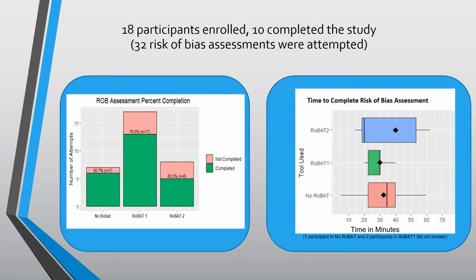Median times to complete the risk of bias assessment ranged from 20 minutes to 35 minutes with or without the ROBAT, but there was a wide spread of individual times and no significant differences between with and without the ROBAT.